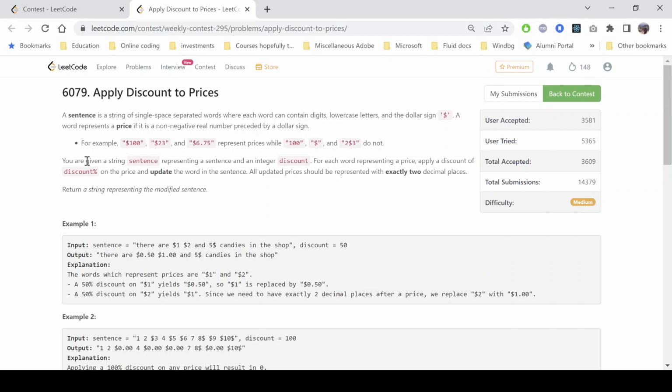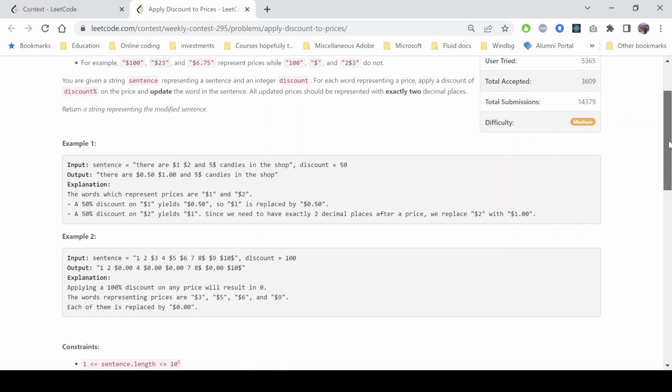So we are given a string sentence representing a sentence and an integer discount. So now for each word representing a price, apply a discount of discount percent on the price and update the word in the sentence. Now all the updated prices should be represented with exactly two decimal places. So return a string representing the modified sentence.